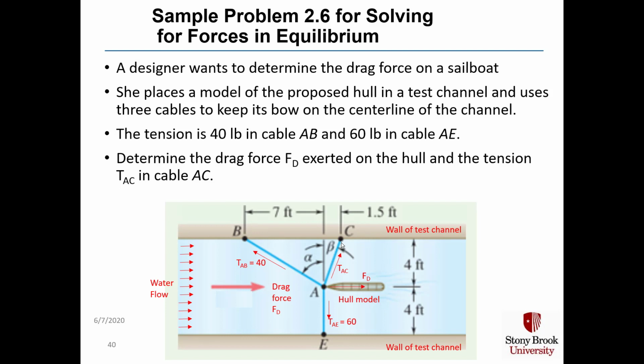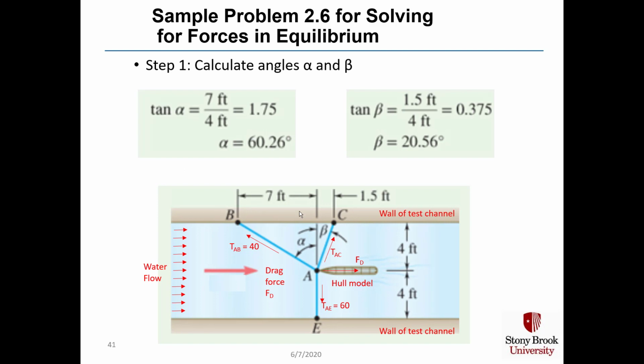It's 7 feet horizontally between points A and B. It's 1.5 feet horizontally between points A and C. And our model of our sailboat is right in the middle of the channel. It's 4 feet from the upper wall of the test channel and 4 feet from the lower wall of the test channel. First step is to calculate angles alpha and beta.